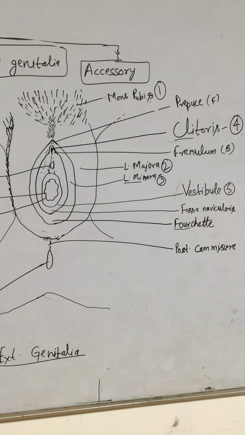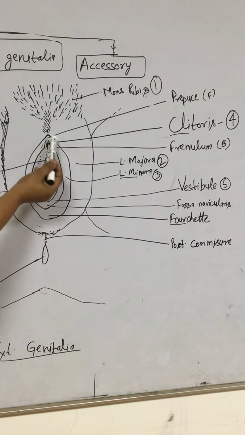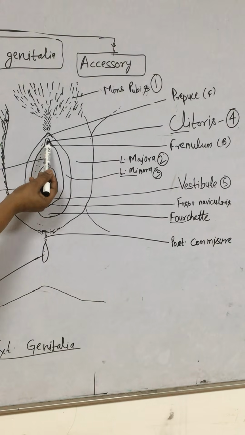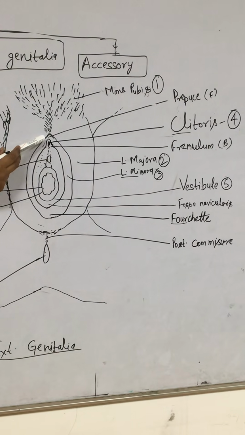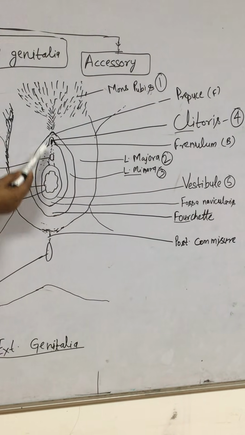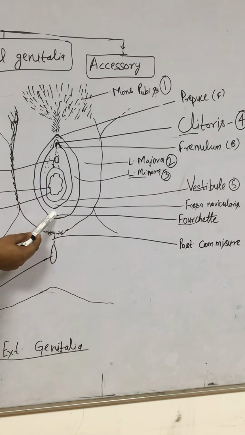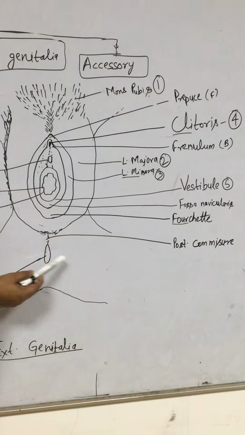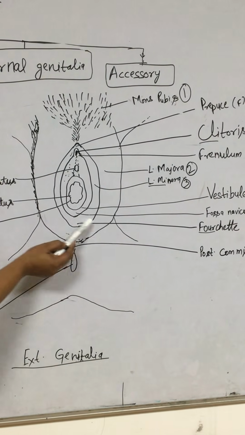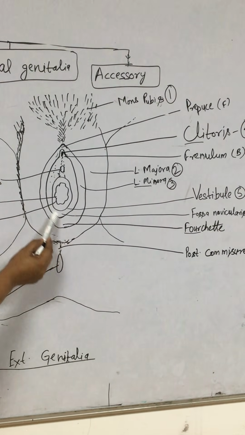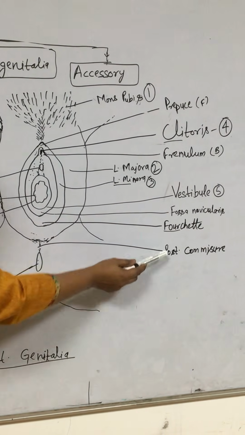Anteriorly, they divide and enclose the clitoris. This is the clitoris. The labia minora divide and enclose the clitoris and form the prepuce and the frenulum. In front of the clitoris they form the prepuce, and behind the clitoris they form the frenulum. Posteriorly, they join and form the fourchette. This is the anus. This is the posterior commissure, part of the labia majora, and this is the fourchette, part of the labia minora. Where labia minora join, it is called fourchette. Where labia majora join, it is called the posterior commissure.